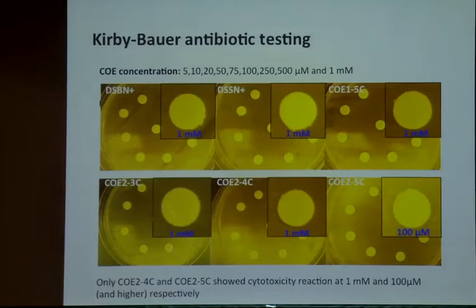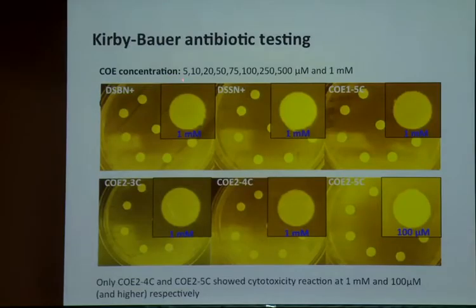We also did a Kirby-Bauer antibiotic testing, to see how the COE will inhibit cell growth. So we prepared paper discs and soaked the paper disc with different types of COEs of different concentrations. The concentration we tested is from 5 micromolar to 1 millimolar. And we prepared a cell plate, spread cells on it, and then attached the paper disc onto the plate, and then cultured it overnight. And then we see whether an inhibition zone formed outside of the paper disc or not.